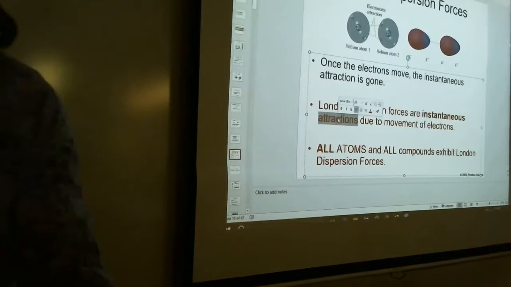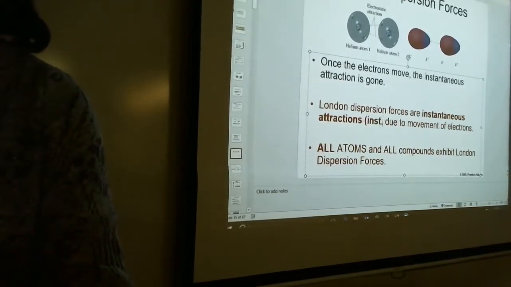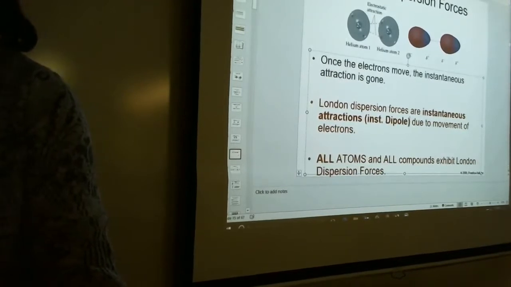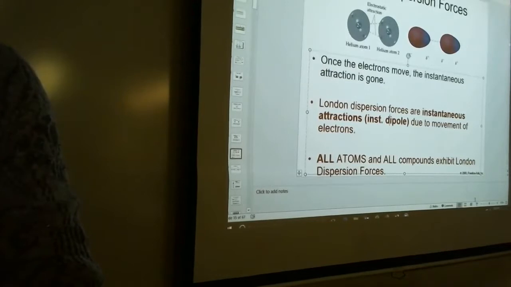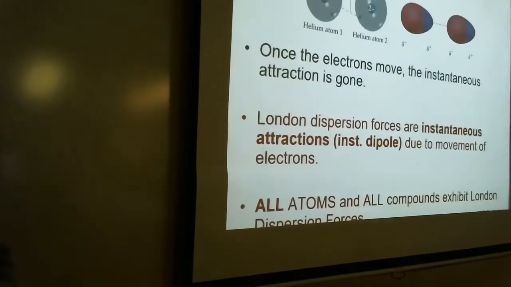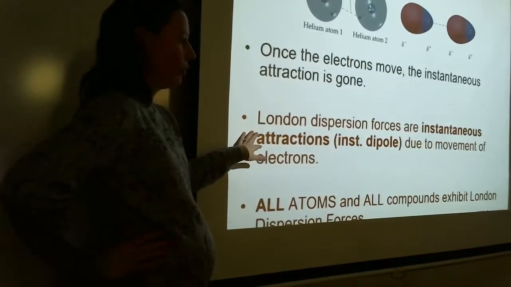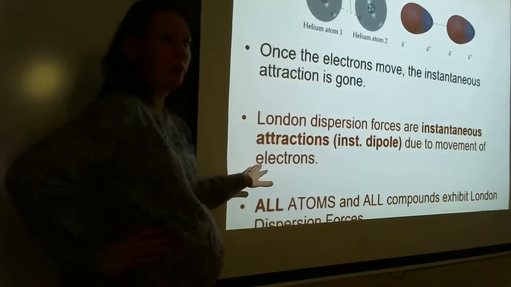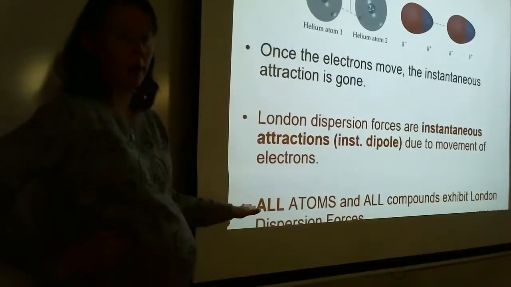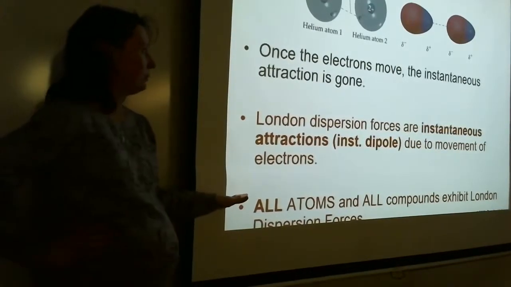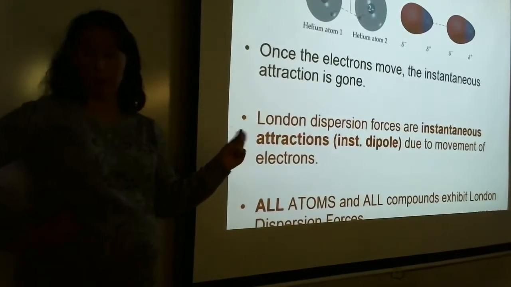Instantaneous attractions, otherwise known as instantaneous dipoles, because dipole means a positive end and a negative end, right? If you have a positive end and a negative end, just like a bar magnet, you're a dipole. These are instantaneous dipoles, and they're caused by the movement of electrons, and every single atom in every single compound will have London forces. Does this make sense? They're fleeting, right? They're just for split seconds.